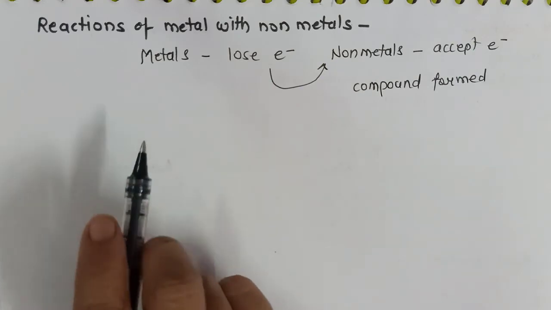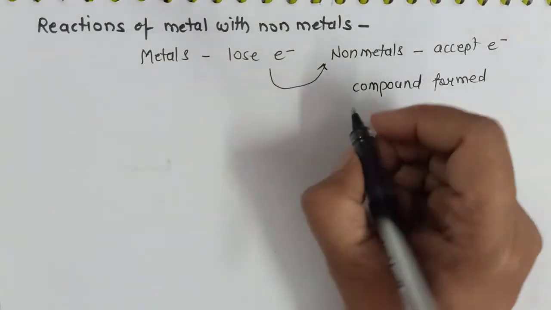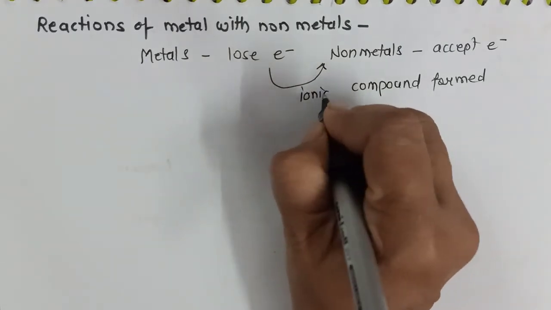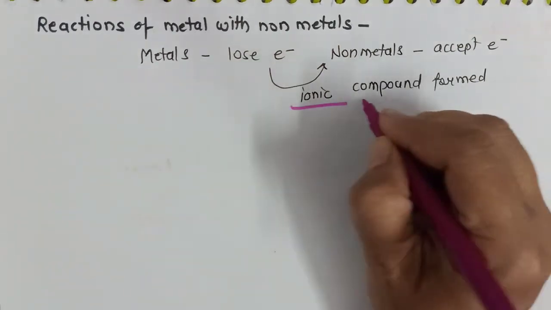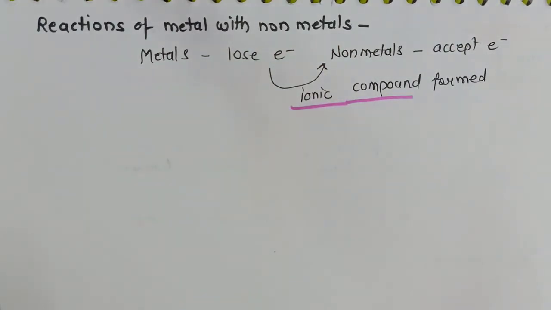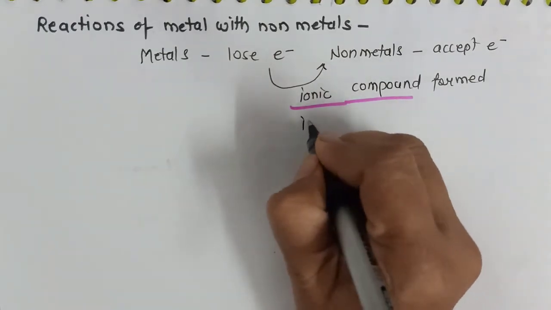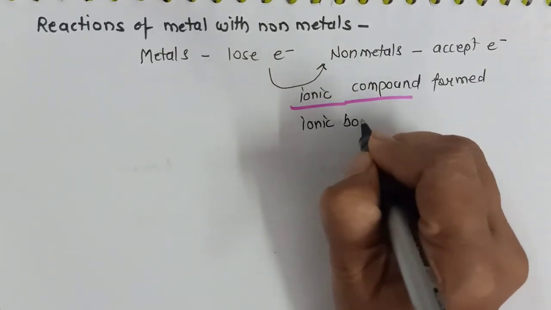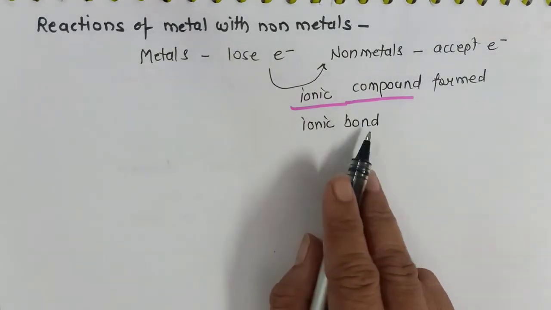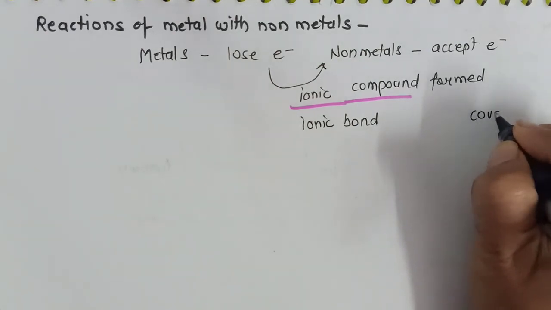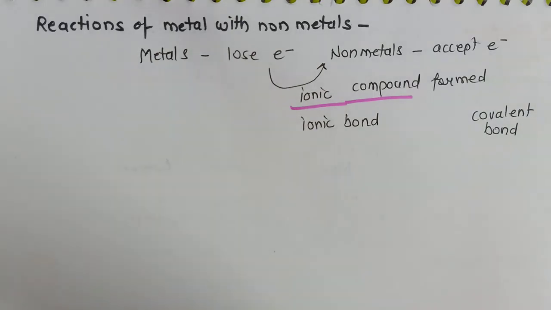Such a compound which is formed from complete transfer of electron from metal to non-metal, we call them as ionic compound. And the bond formed due to complete transfer of electron from metal to non-metal, we call it as an ionic bond. Actually, two types of bond exist. One is ionic bond and another is covalent bond, about which we will be studying in chapter 4.